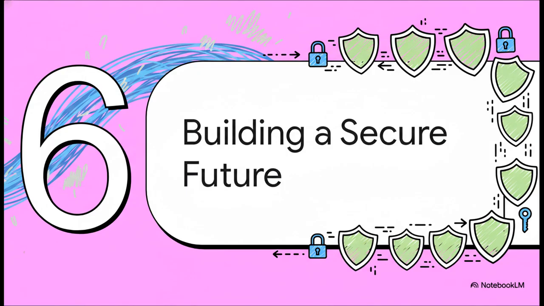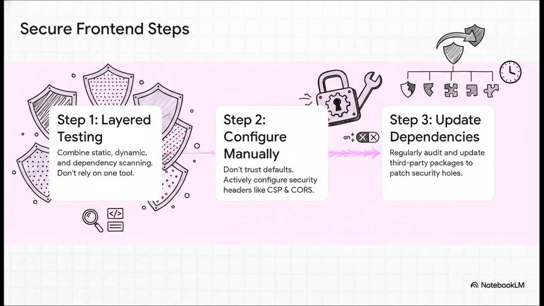Okay, so where does that leave us? What are we as developers supposed to do about this? How do we build things that are not just fast and slick, but also safe and secure? Well, the good news is, the research gives us a really clear 3-step game plan. First, layer your testing. Don't just rely on one single tool to find problems. You need to combine different kinds of security scanning to see the whole picture. Second, and I can't stress this enough, don't trust the defaults. You have to go in and actively configure your security settings. Assume nothing is secure until you've made it secure. And finally, number 3, keep your dependencies updated. Run your audits, patch your packages. It's basic hygiene, but it's one of the most important things you can do.